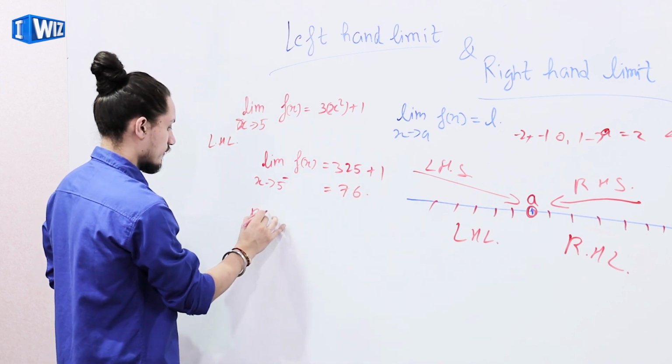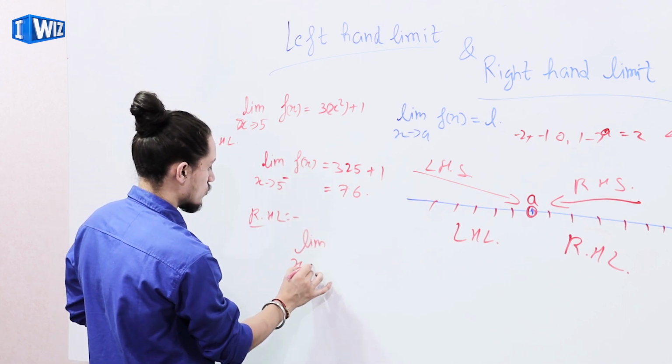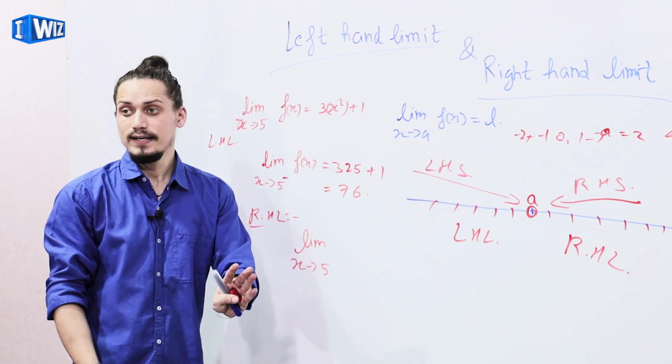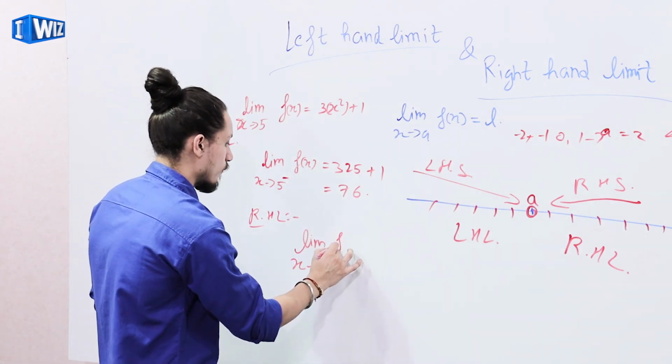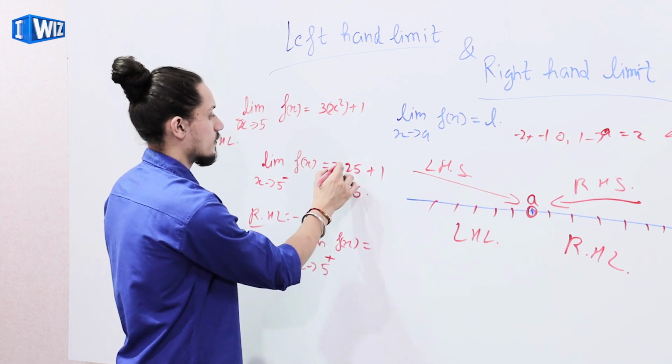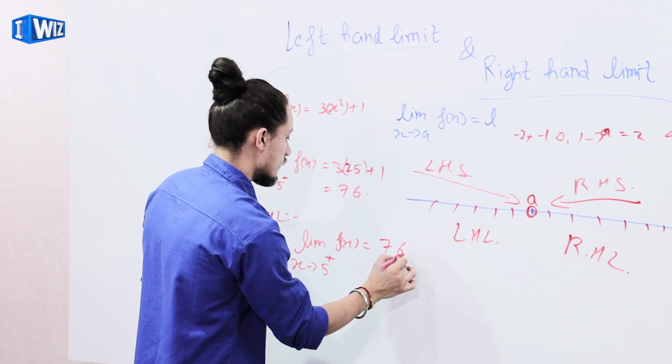For right hand limit x approaches 5. अब right hand limit के लिए क्या लगाते हैं हम? 5 के ऊपर superscript में positive sign. f of x is equal to value फिर से क्या आएगी? Same, 3 into 25 + 1, that is 76.